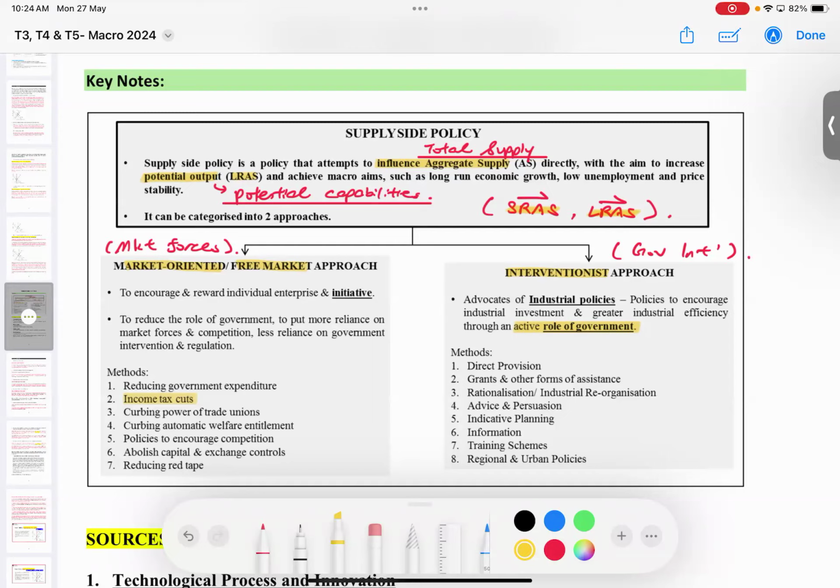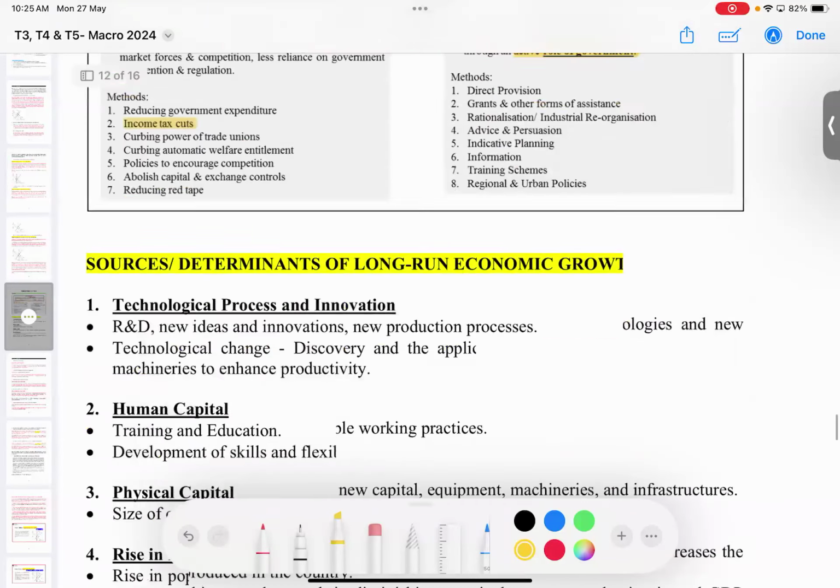Increase in what? Physical capital. And then human capital. One more, technological advancements. So very easy. You use back the same points because these are the points that will affect the potential output of the economy. So as long as you look into all these keywords, you know that it's part of the supply side policies. So I can summarize it over here.